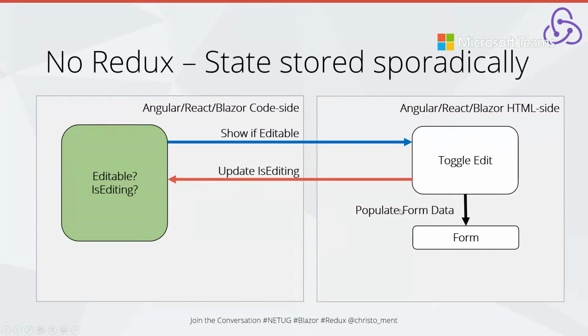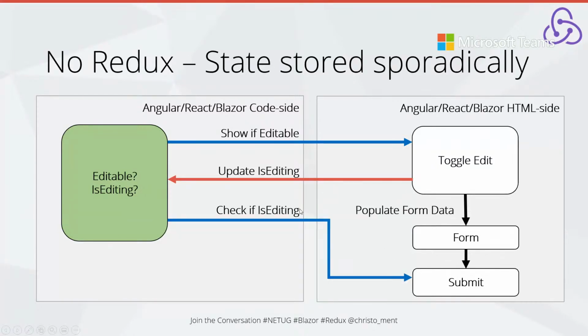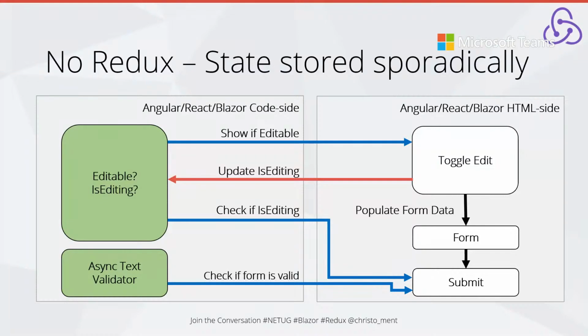Then we also want to populate the form data with pre-filled form information. And finally, we have a submit button that will submit the form. We also want to disable the submit button if it's editing, so we have to check from the state whether it's editing or not. That sounds simple and straightforward. But then a couple of sprints later, there's a new requirement. We want to add an async text validator based on the form input. So now we have to disable the submit button based on the form data.